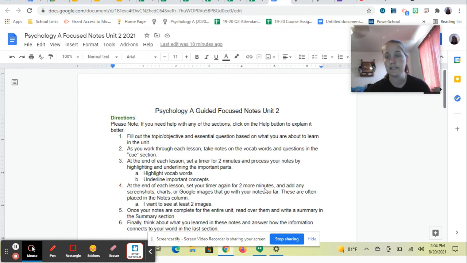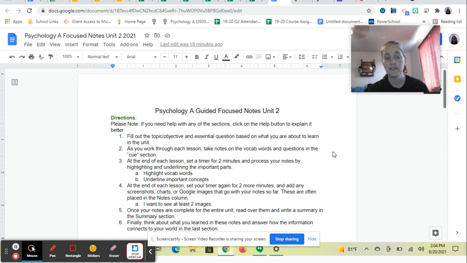Here are your specific instructions. The first thing you're going to do is fill out the topic/objective and essential question that we talked about. Then you're going to work through each lesson, taking notes on the vocab words and questions in the cue section. Just like we said, do it lesson by lesson. At the end of each lesson, set a timer for 2 minutes and process your notes by highlighting and underlining the important parts. I suggest you highlight the vocab words and underline the important concepts.